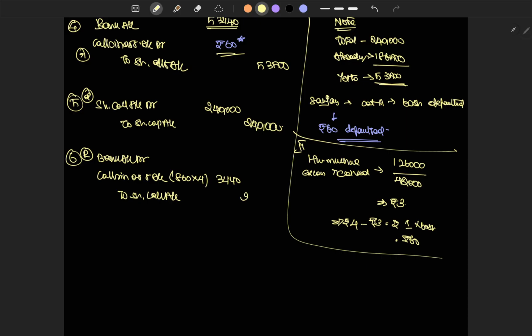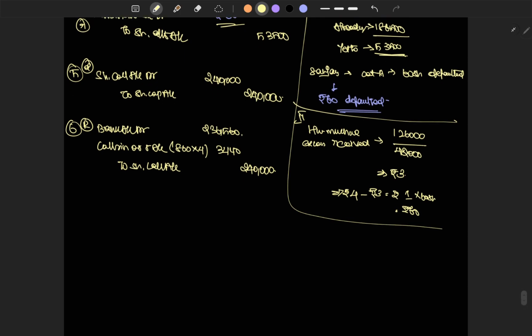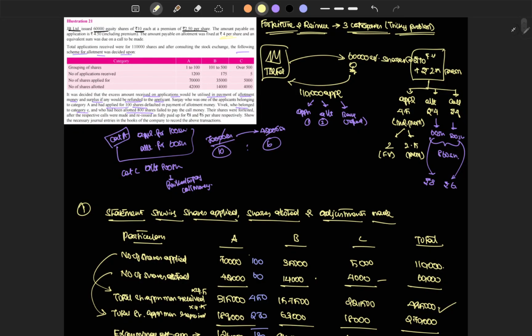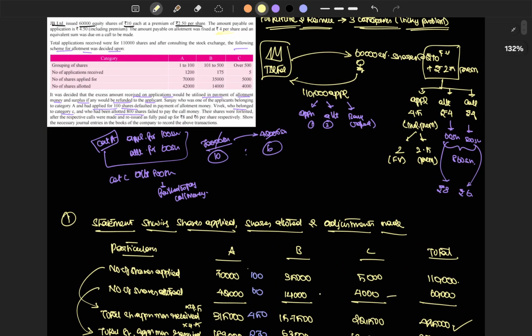Amount receivable is 2 lakh 40,000, but we received only 2 lakh 36,560. Okay, that is the amount we received. So now what JB Limited did is, these shares were forfeited after the respective calls were made and reissued as fully paid up for rupees 8 and rupees 6 per share. Rupees 8 for Sanjay and rupees 6 for Vivek respectively.